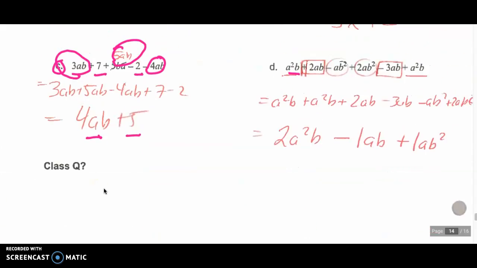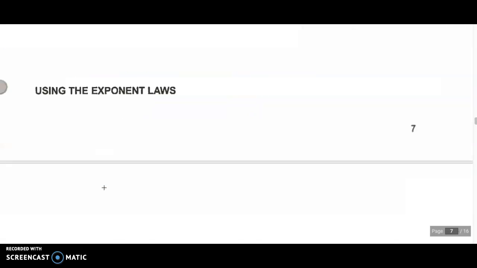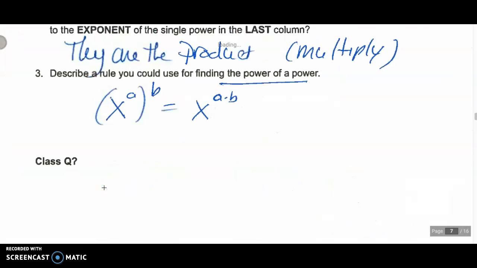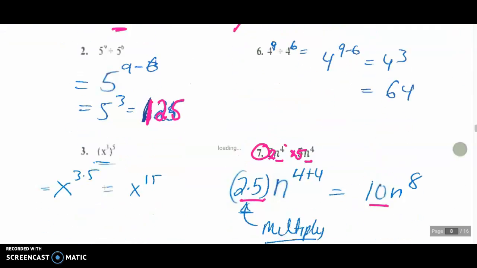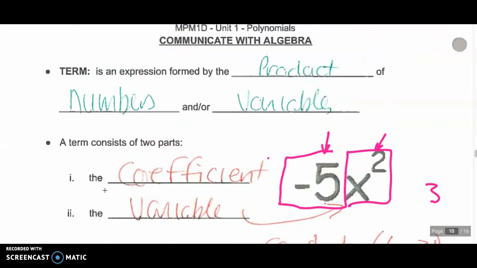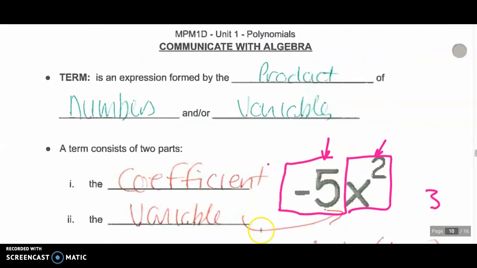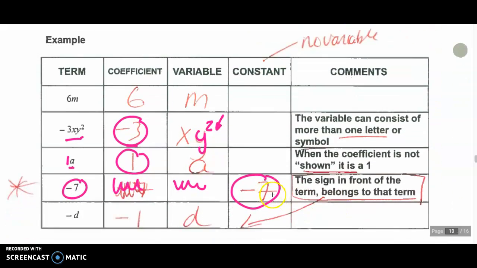All right, guys, the final video for this unit, let's go back to what we did here. We talked about exponent laws. And you went from there to looking at what a term is. It's got a coefficient and a variable maybe, or it might just have a number by itself, what we call a constant. So a whole number like -7 or something like that.